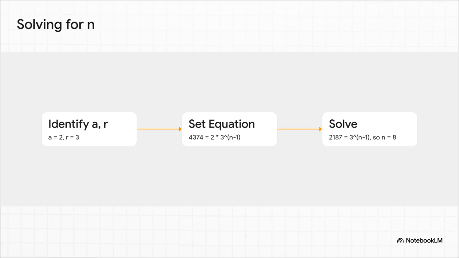The first and most crucial step is dividing both sides by 2 to isolate that exponent, which leaves us with 2,187 equals 3 to the power of n minus 1. By systematically testing powers of 3, we reveal that 3 to the 7th power is 2,187. Therefore, n minus 1 equals 7, which means 4,374 is exactly the 8th term in this progression.